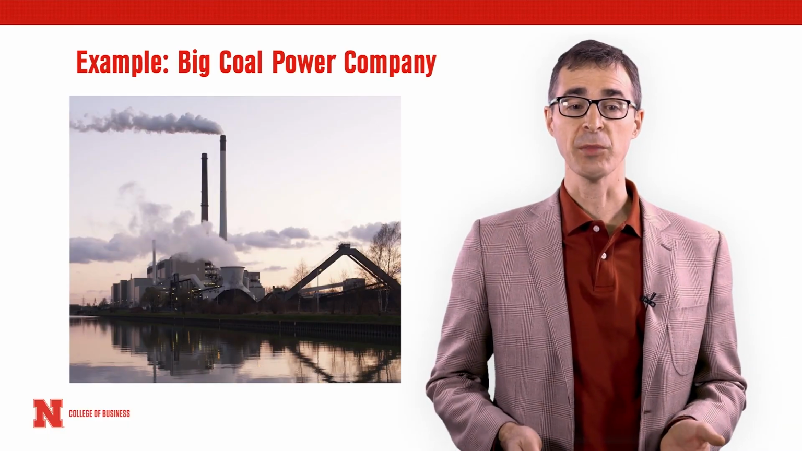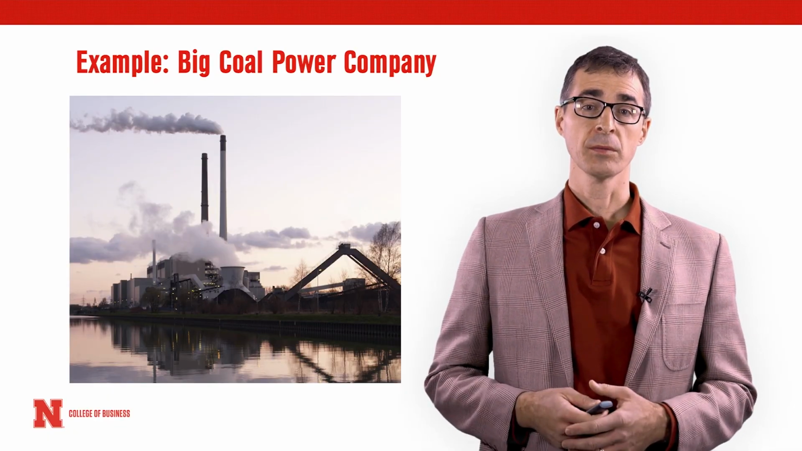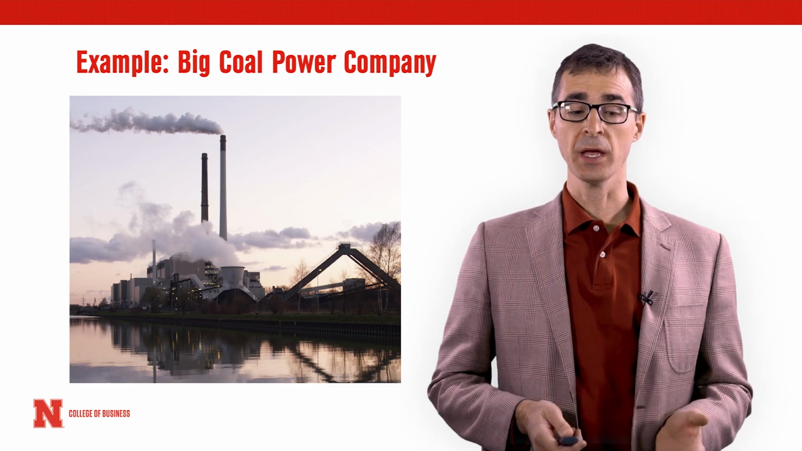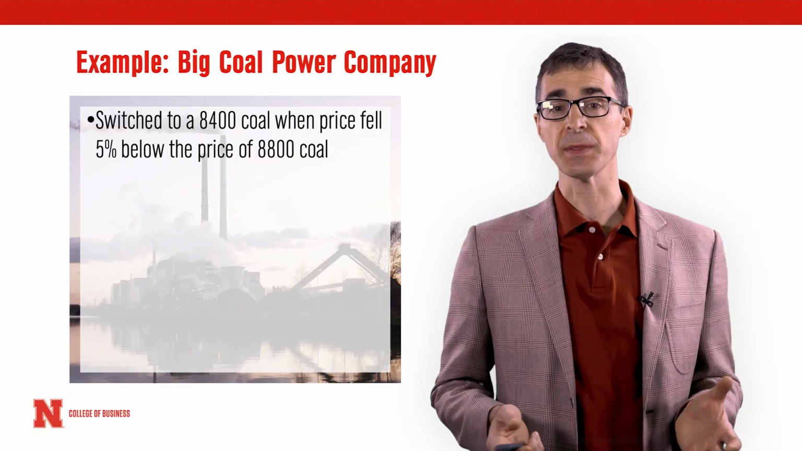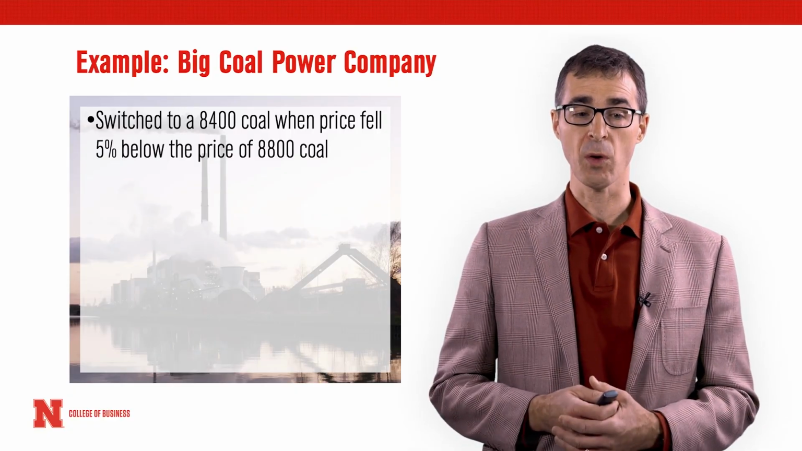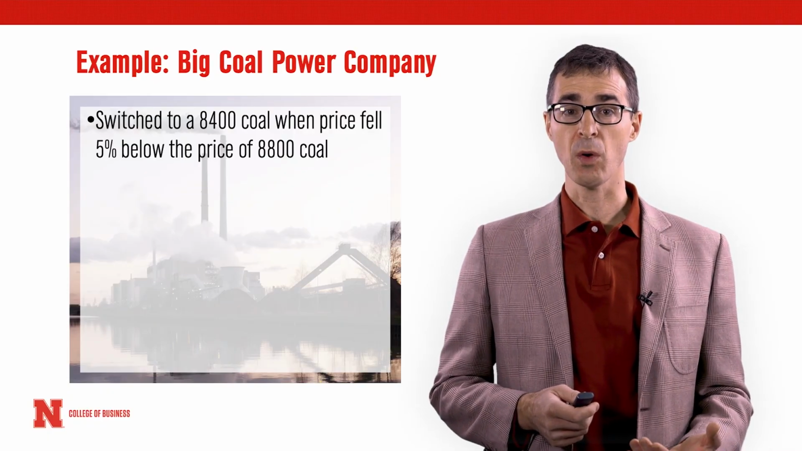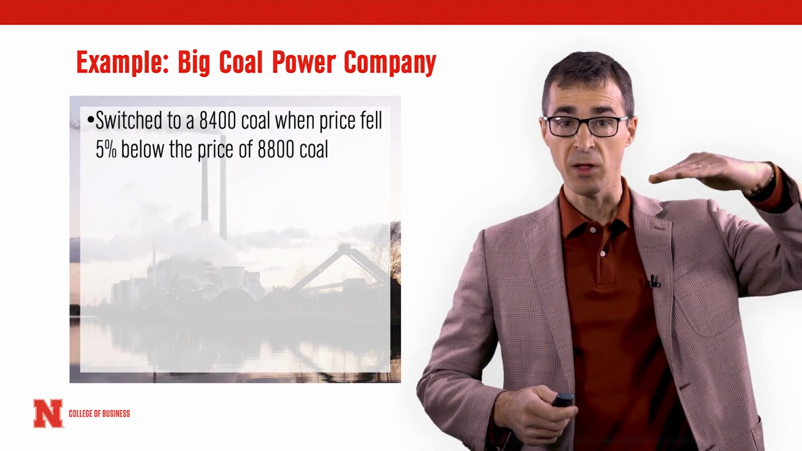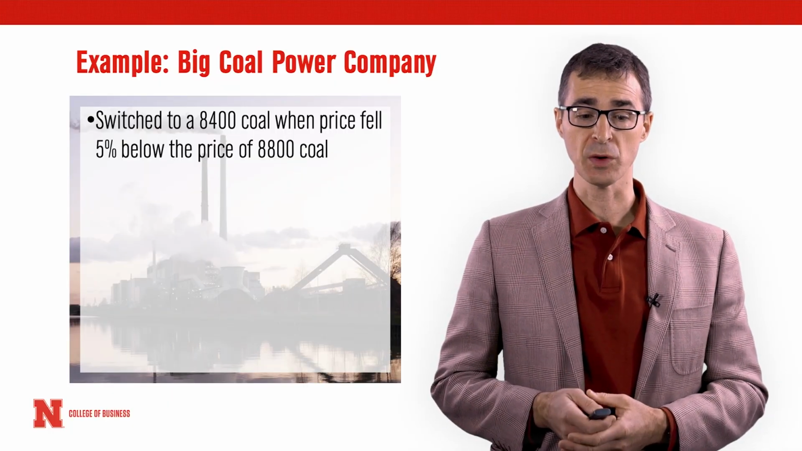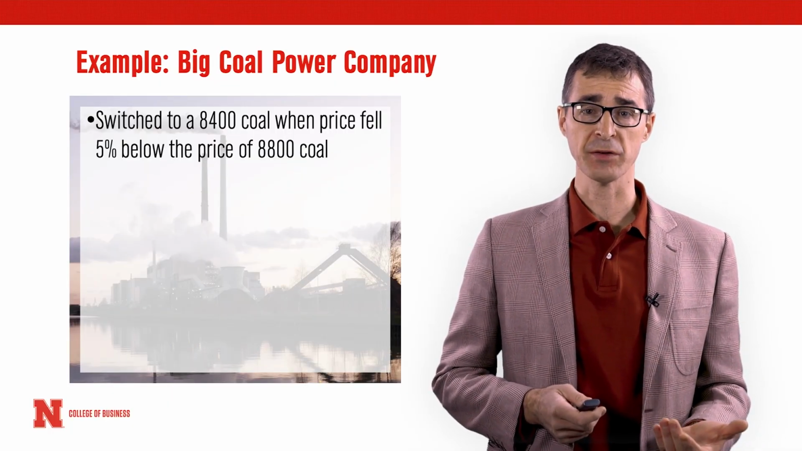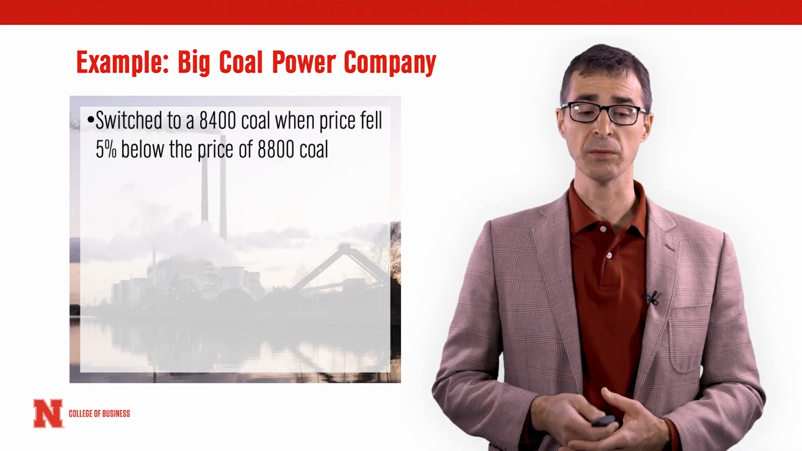Let's consider an example of a coal company burning two types of coal mined out of southern Wyoming, 8,800 BTU coal and 8,400 BTU coal. And those numbers simply represent the amount of energy contained in 1 pound of coal. When the price of the 8,400 BTU coal, which has 5% less energy, fell more than 5% below the price of the 8,800 BTU coal, the plant manager made a decision to switch over to entirely 8,400 BTU coal.